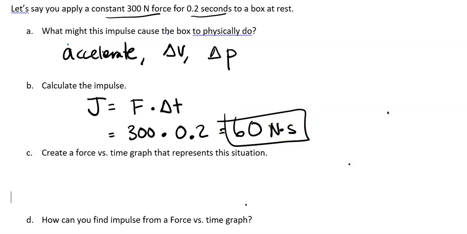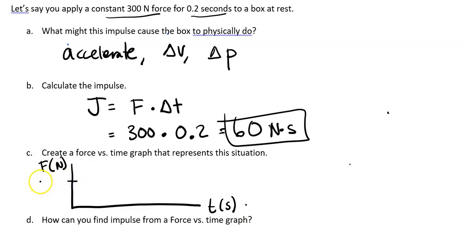Let's go ahead and create a force versus time graph that represents this situation. Time is on the x and force is on the y. Force is 300 newtons. Let's think about it. Is it always 300 newtons or sometimes 300 newtons? It is always 300 newtons, so that is just a straight line across for 0.2 seconds.